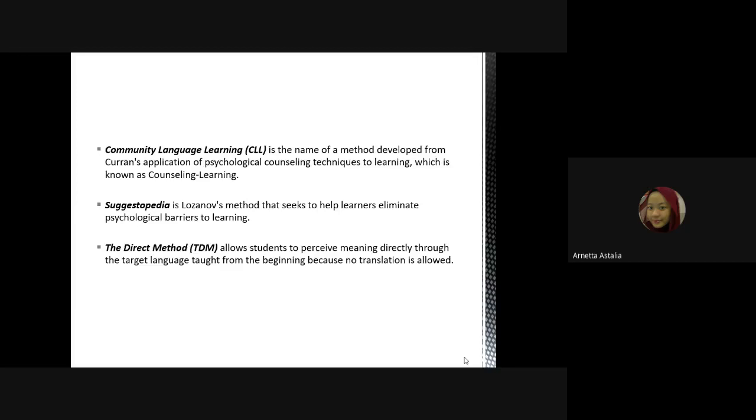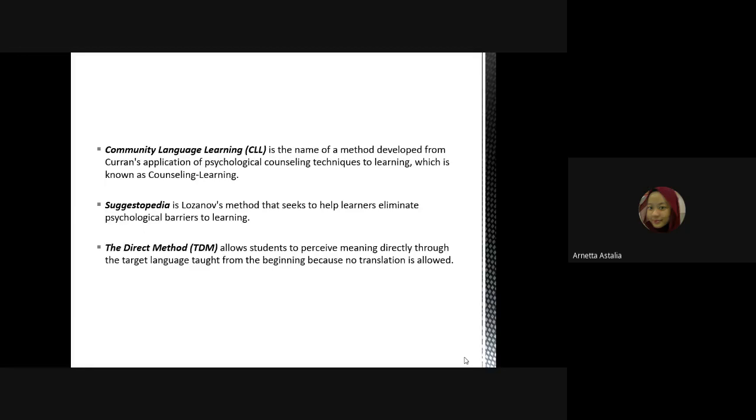The next is suggestopedia, Lozanov's method that seeks to help learners eliminate psychological barriers to learning. Dialogues are presented to the accompaniment of music. Students just relax and listen to them being read and later playfully practice the language during an activation phase.